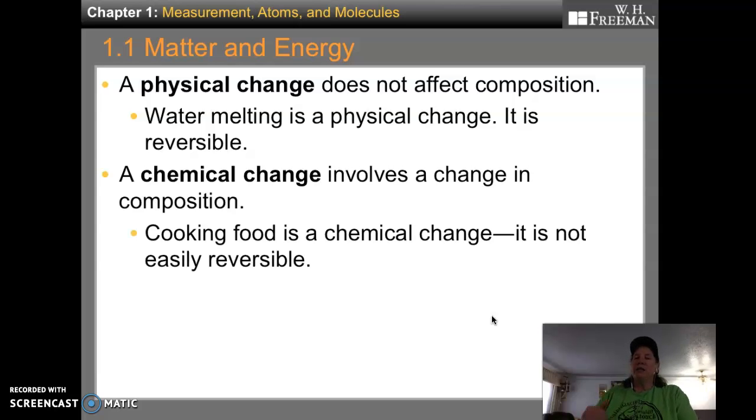A chemical change is where you're going to get a change in composition. There are 3 things you can do to tell if you've got a chemical change. Are heat and light given off? When you put 2 things together, does it get hotter? Does it get colder? Is light given off?